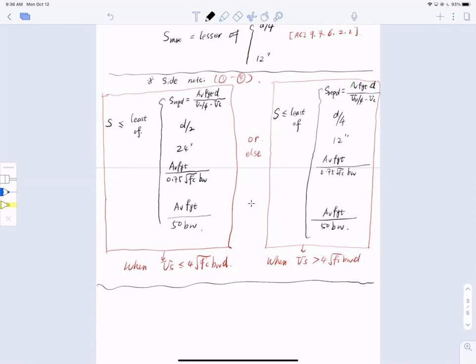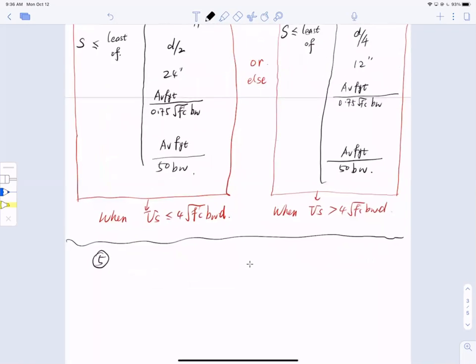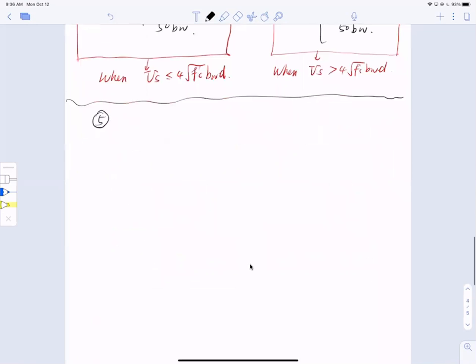Now one more thing. Step 5, if all these are satisfied, we should be pretty happy and fine. But don't forget there are other miscellaneous small things you have to pay attention to. That is for stirrups, fyt, the yield strength, has to be smaller or equal to 60 ksi. Cannot exceed.